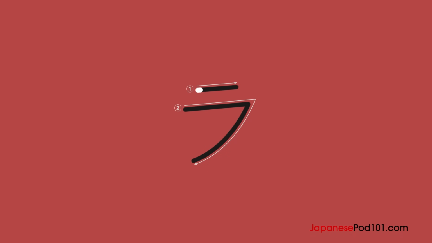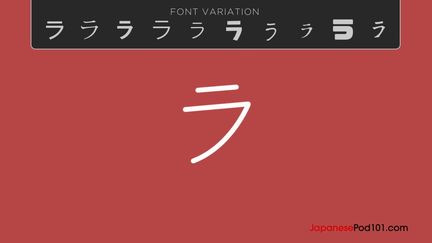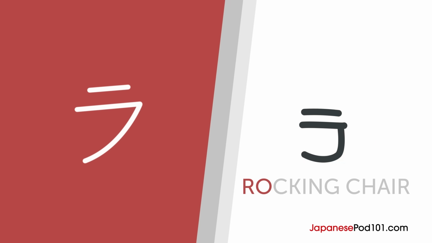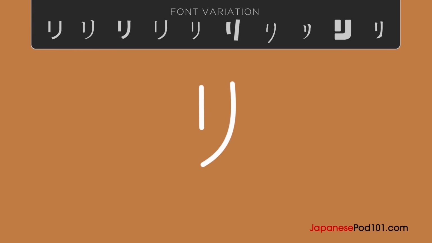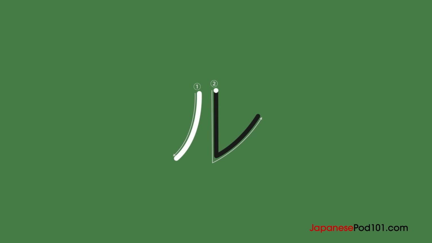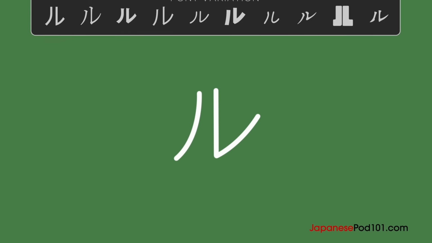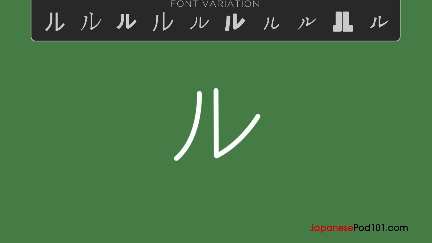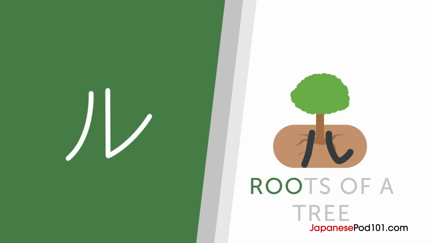The first katakana character for this lesson is ra. Ra. Try to think of ra as a rocking chair. Next up is the katakana character ri. Ri. Ri looks exactly like its hiragana counterpart, but without the hane part. The third one is the katakana ru. Ru. To remember this character, think of it as the roots of a tree.